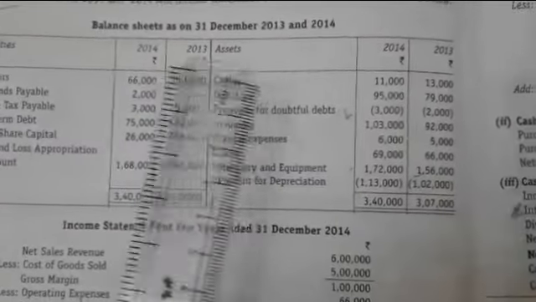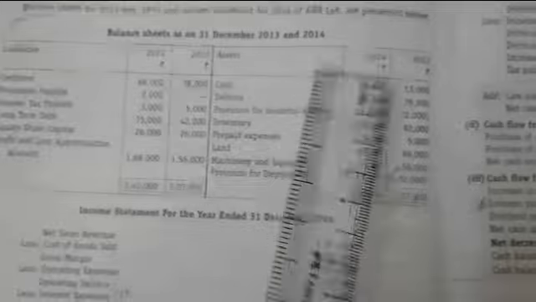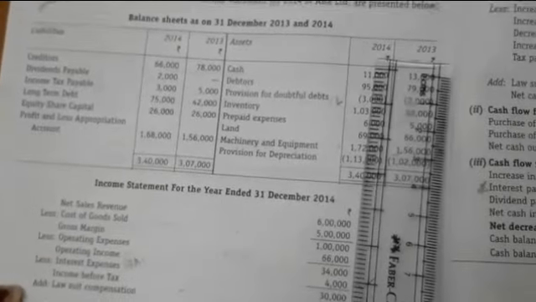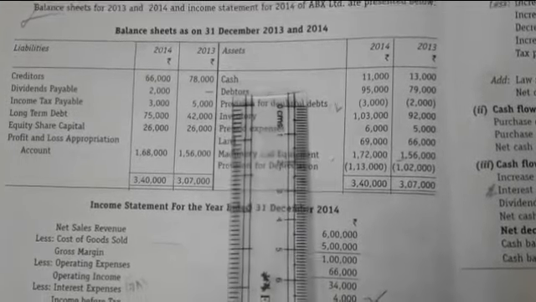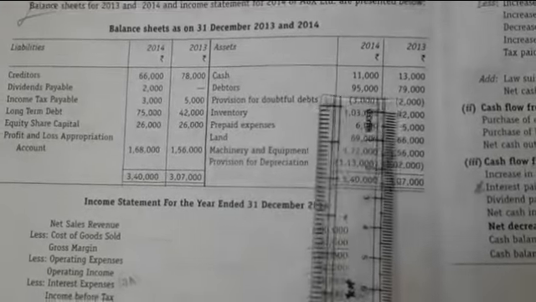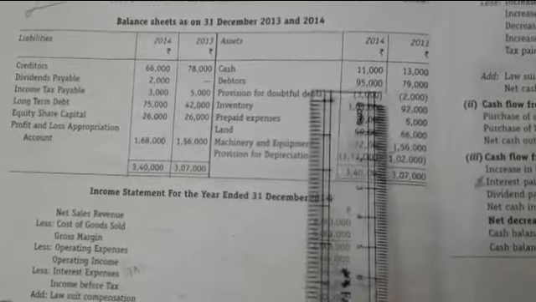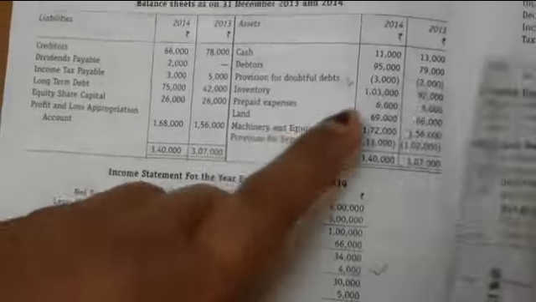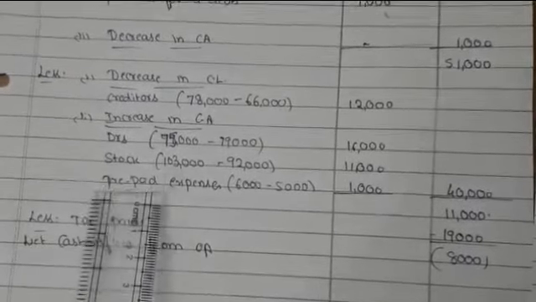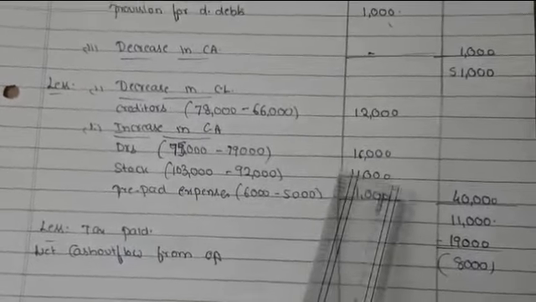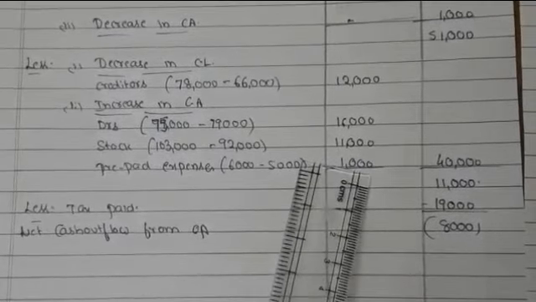Working out this problem, you just note down the years given. First we have current year and then the previous year. So cash should be shown in the hand. Debtors, it is a current asset. There has been increase in debtors from 79,000 to 95,000. So there is increase in current asset. Increase in current asset, you have debtors and you have stock and prepaid expenses. All these three items I have added here. You just go through this.